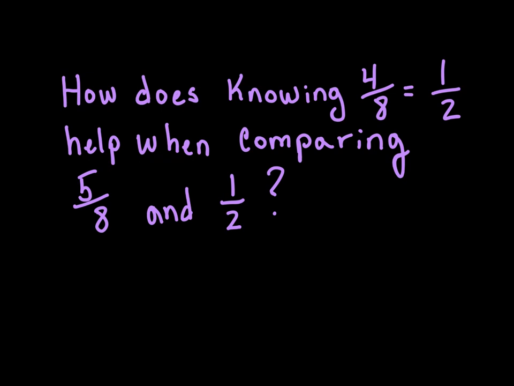How does knowing 4/8 is equal to 1/2 help when we compare 5/8 and 1/2? Well, it goes back to knowing those benchmarks. The benchmarks of 0, 1/2, and 1. If we know 4/8 is 1/2, we can look at that as our benchmark. So we now know that 5/8 is greater than 1/2 because we used the benchmark of 1/2 to show that.